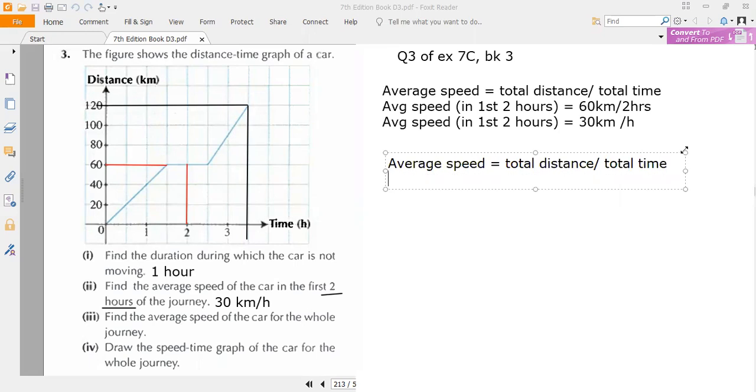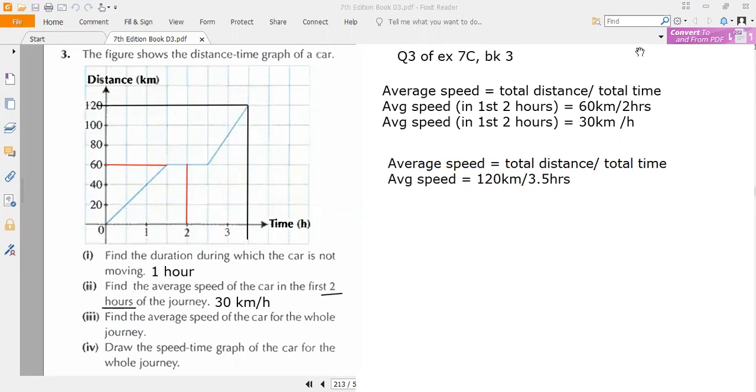So now, average speed equals the total distance covered by the body. The total distance covered by the body is 120 kilometers, and this 120 kilometers is being covered in 3.5 hours, as you can see over here. So the average speed is 120 kilometers, and the distance is covered in 3.5 hours.